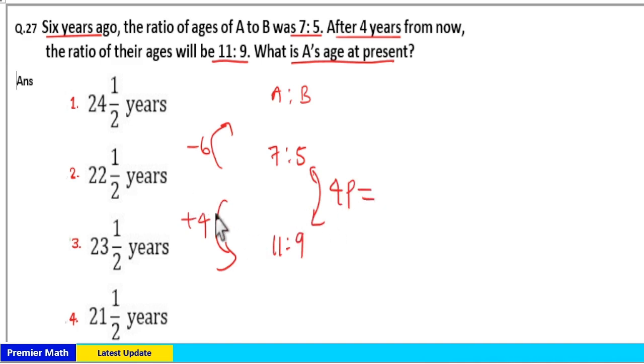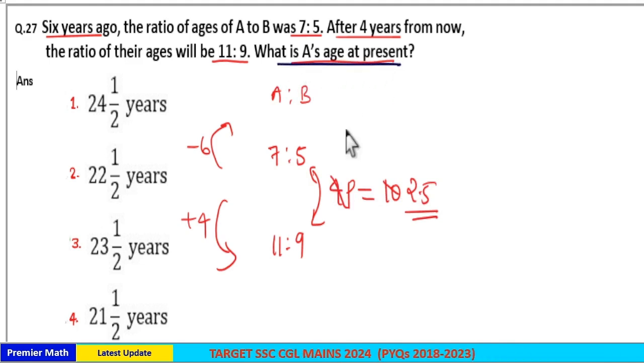But the actual difference is 6 plus 4, 10 years. The difference between 6 years ago and 4 years after, the difference in years, is equal to 10 years. So this 4 parts is equal to 10 years, which means 1 part is equal to 2.5. Then we have to find out A's present age.